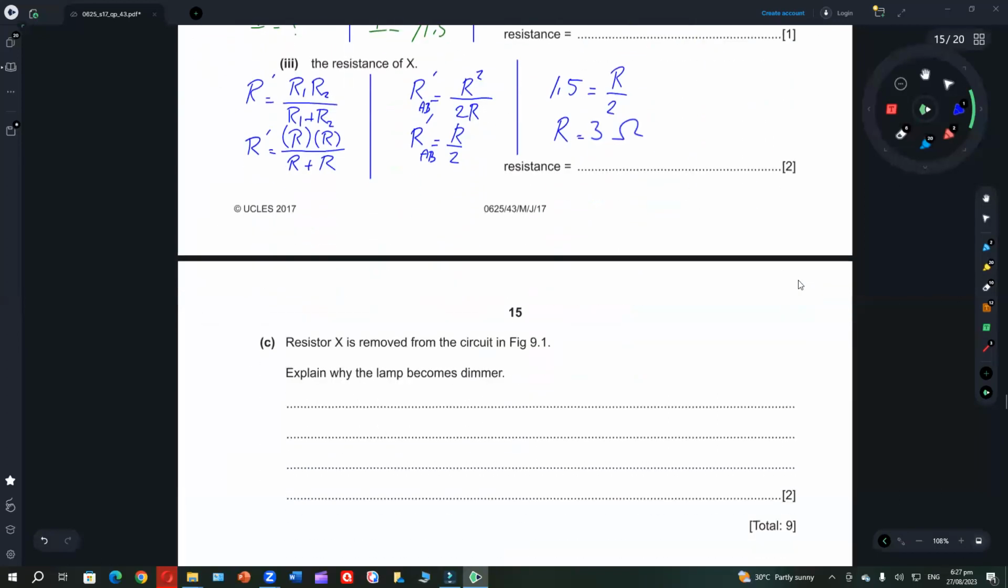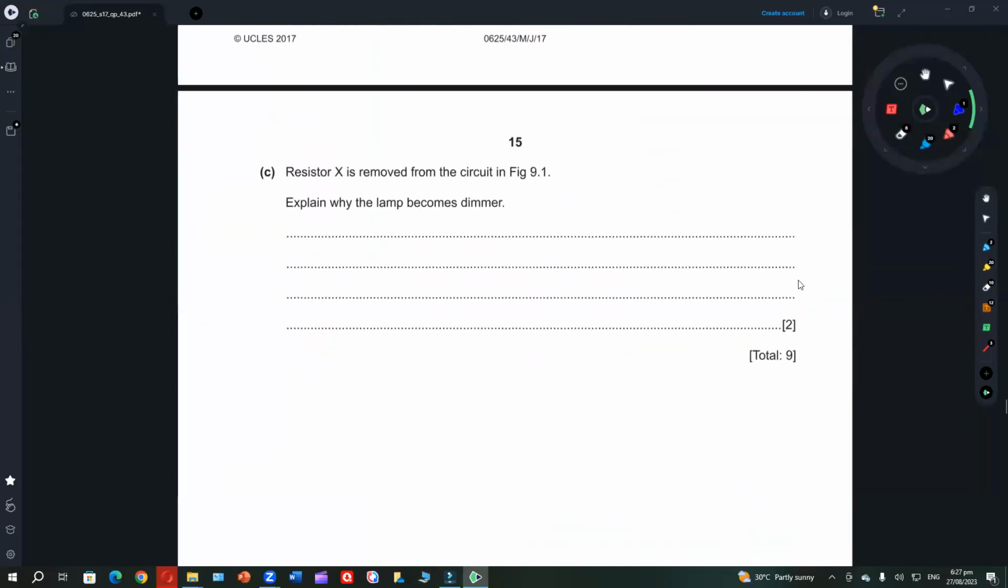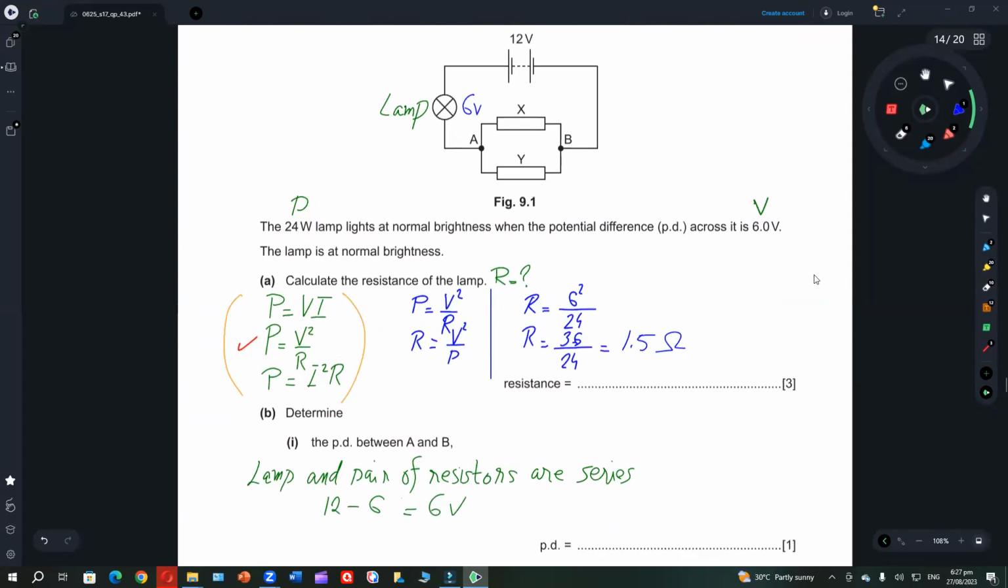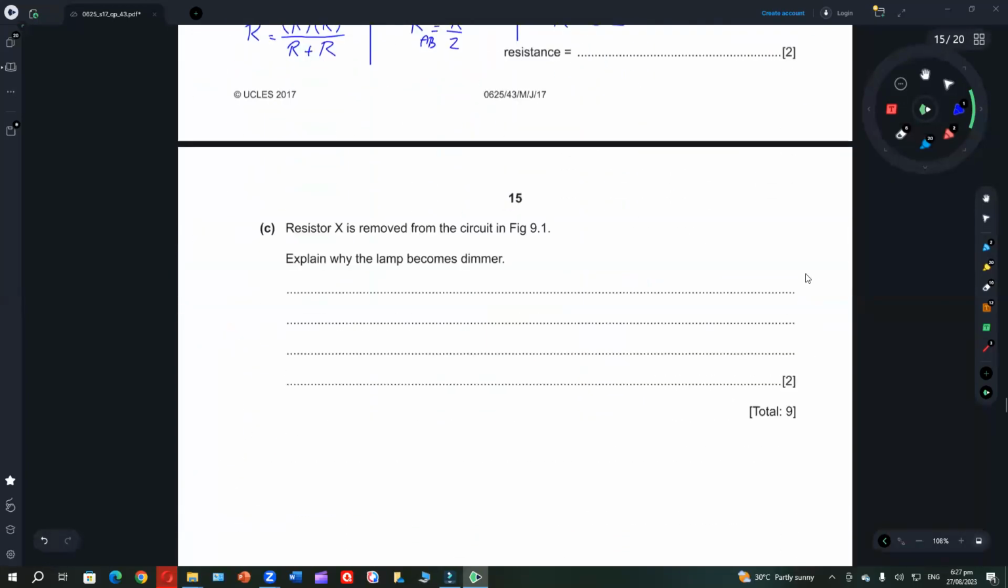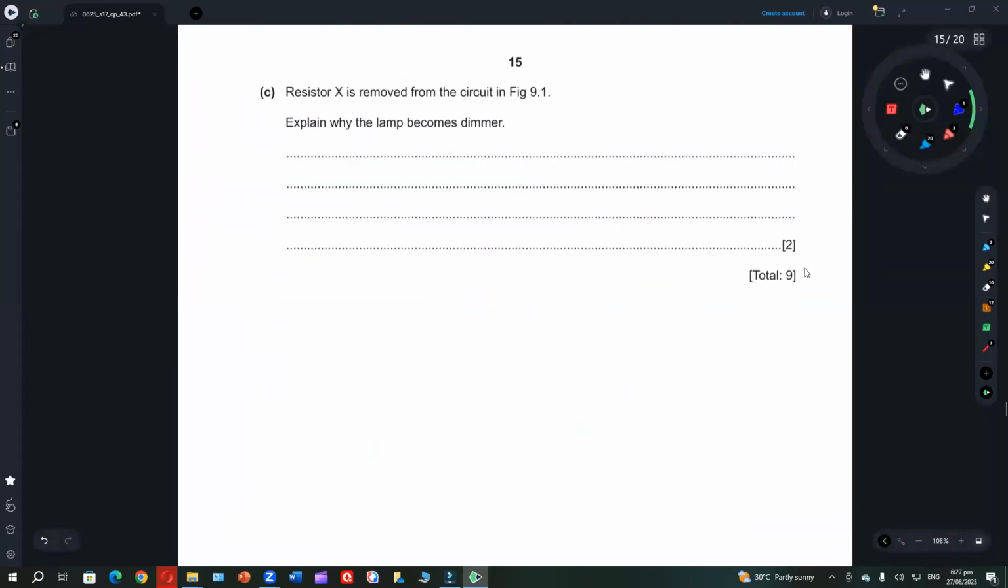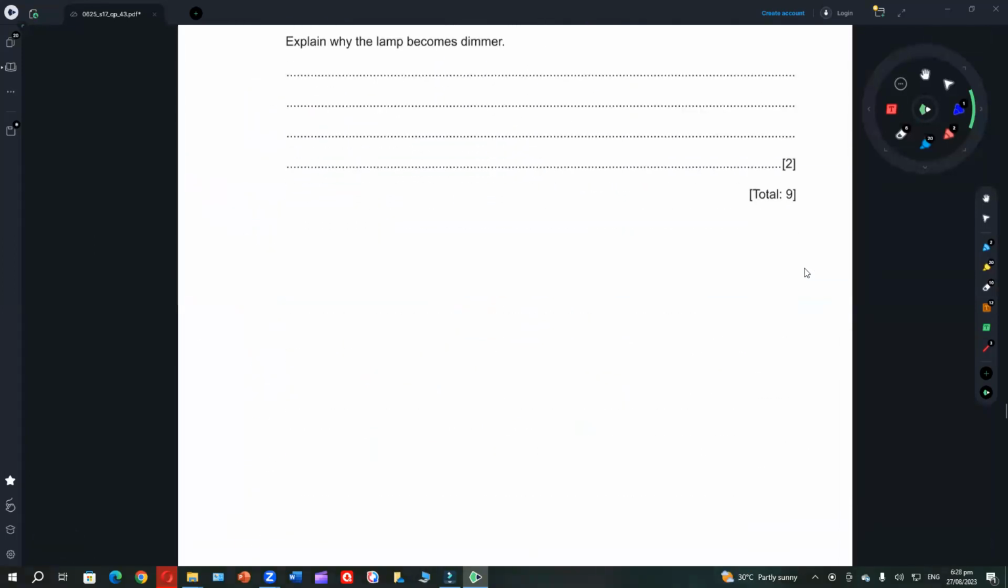Now look at the next part. Resistor X is removed from the circuit. Why does the lamp become dimmer? So if you remove resistor X, only resistor Y is there. In parallel, resistance decreases. When you remove one, the resistance of that position increases.